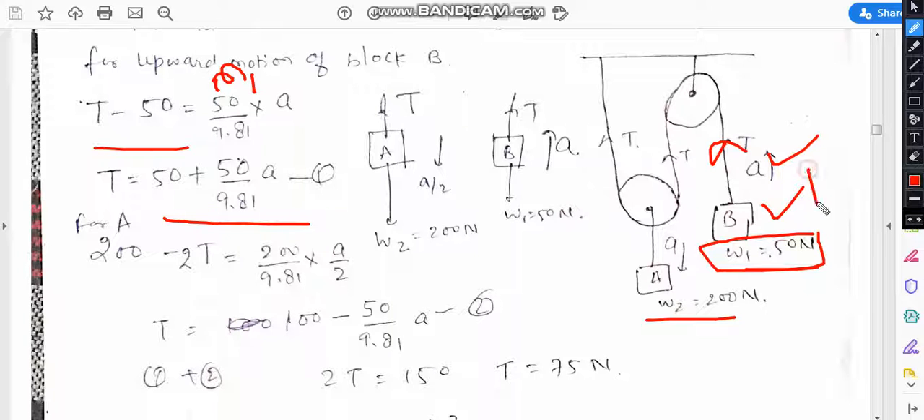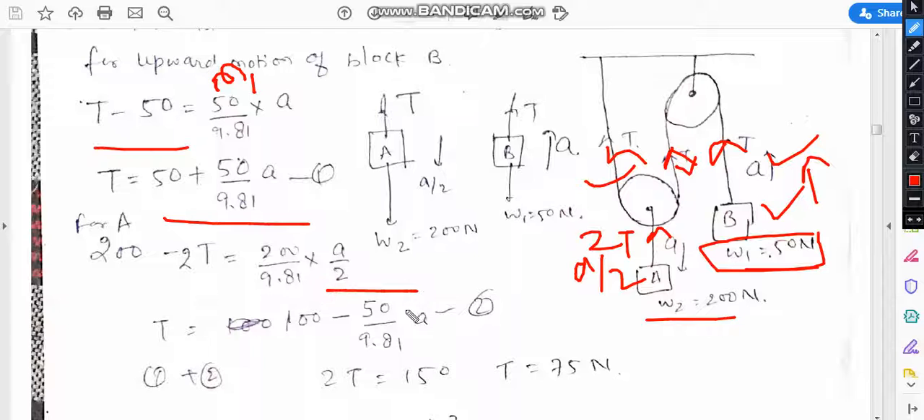If B is accelerated by A, then A is accelerated by A by 2, because this displacement is divided between this part as well as this part. If A is going downward, then 200 minus 2T, because this T and this T act in the same direction. So 2T is divided into T and T. Thus 200 minus 2T equals (200 by 9.81) times A by 2. By solving this equation we obtain T equals 100 minus (50 by 9.81) A.